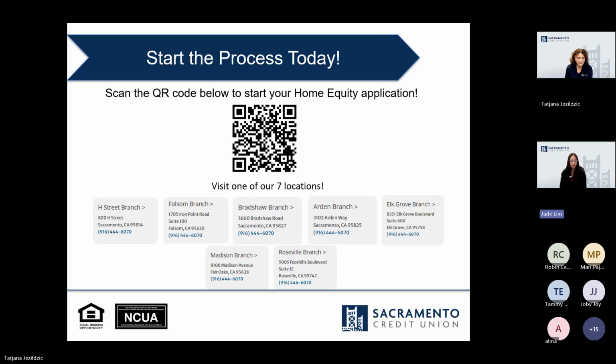Perfect. The second question we have here is, these home equity loans do not affect my mortgage interest rate, correct? No, they don't. The home equity loans are separate from your first mortgage. It's a separate loan, it's a separate payment. So you continue paying your first mortgage as you usually do, and you'll just have another payment to another institution on top of it.